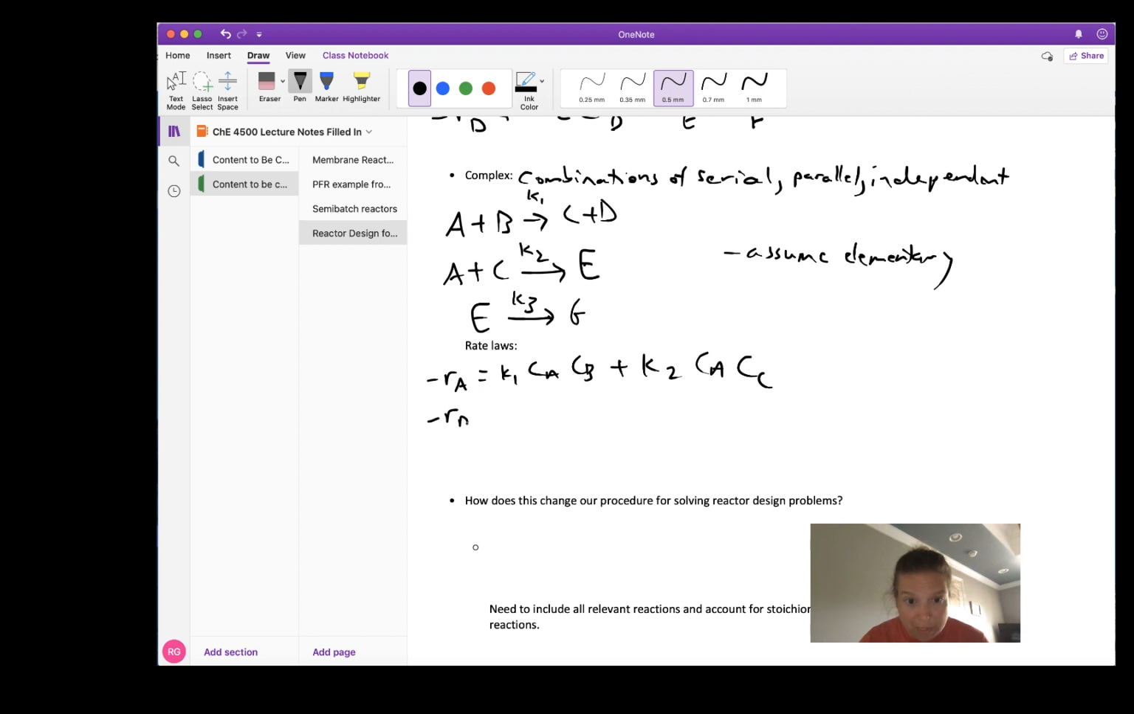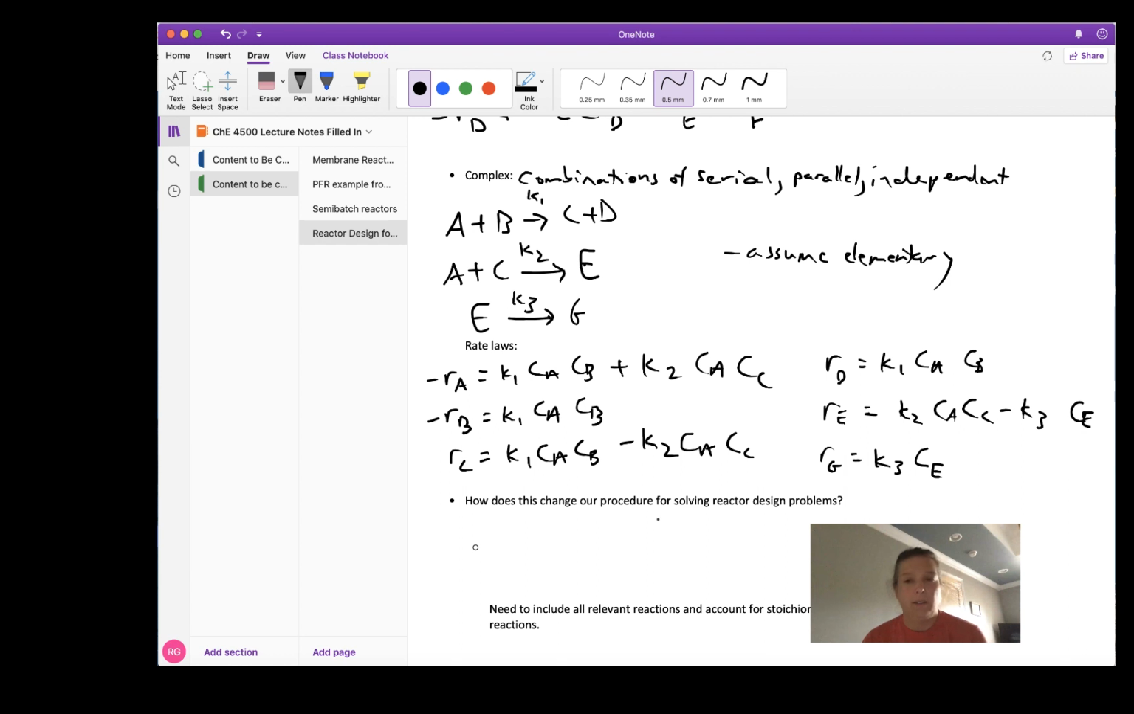Minus Rb is going to be equal to, so if I make the assumption that all these reactions are elementary, and I write out the rate laws for the different species, A, B, C, D, E, and G, these are the rate laws that I get. I just did this off the top of my head, so you should check to make sure that I did this correctly, make sure that you agree with this.